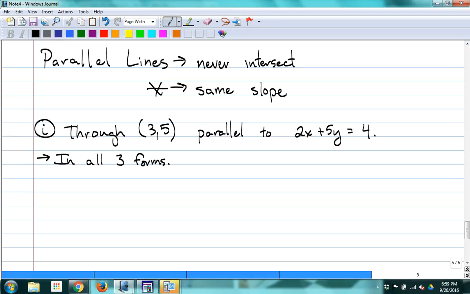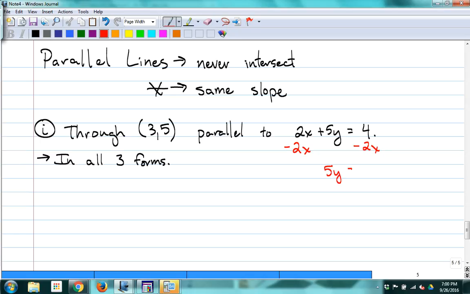We're going to write the answer in point slope form, in slope intercept form, and in standard form. So when we see the words "parallel to," we know we got to steal a slope from somebody. We got to steal it from that equation. So to get the slope of 2x plus 5y equals 4, what do we need to do to that equation? You gotta get y by itself. So how do we do that? Subtract the 2x. Good.